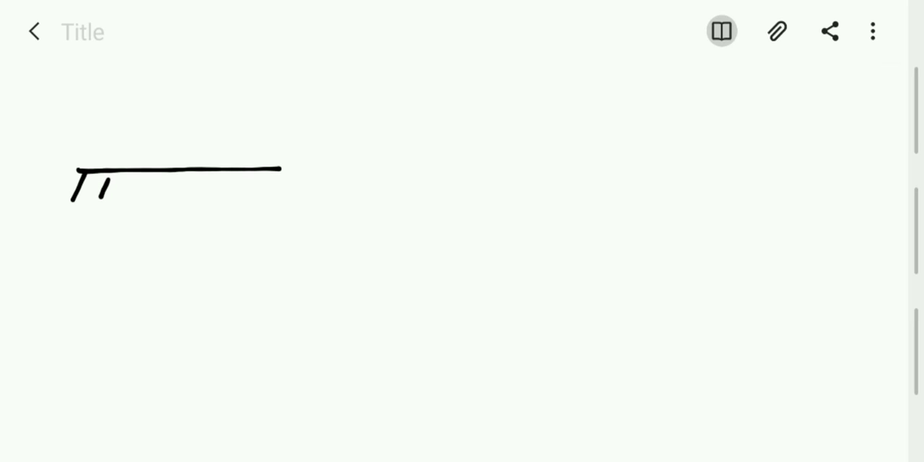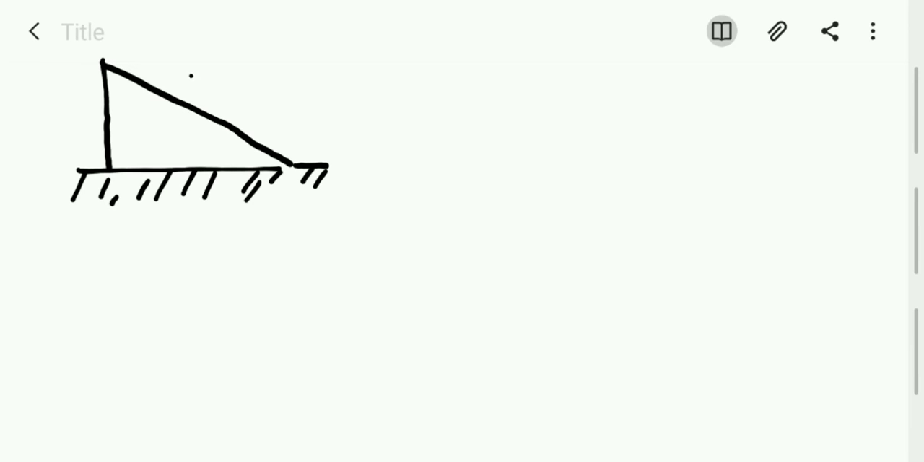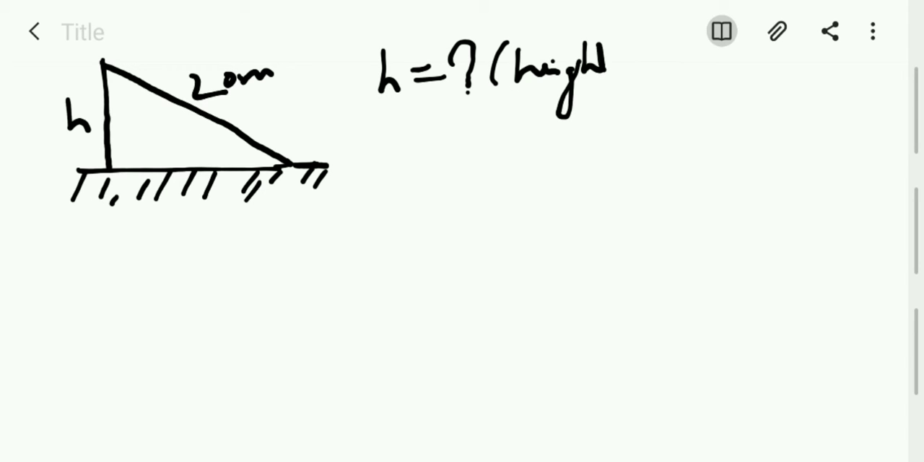There is a ground above which there is a vertical pole from which there is a 20-meter long rope, which is tied on the ground very tightly. Now what do we need to find? We need to find the height of the pole. That means we need to find h, which is nothing but the height of the pole.